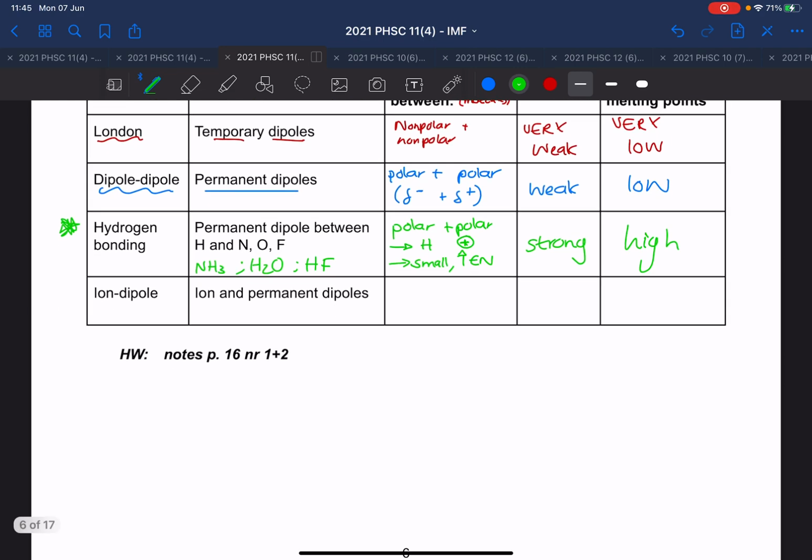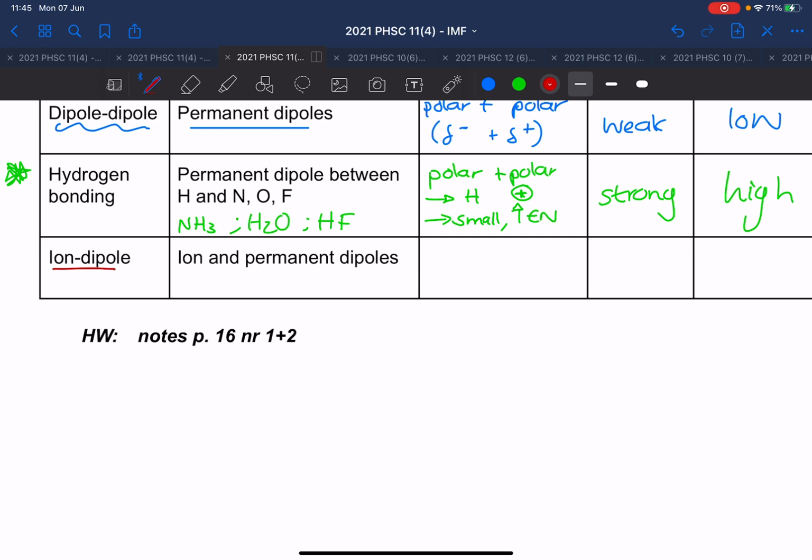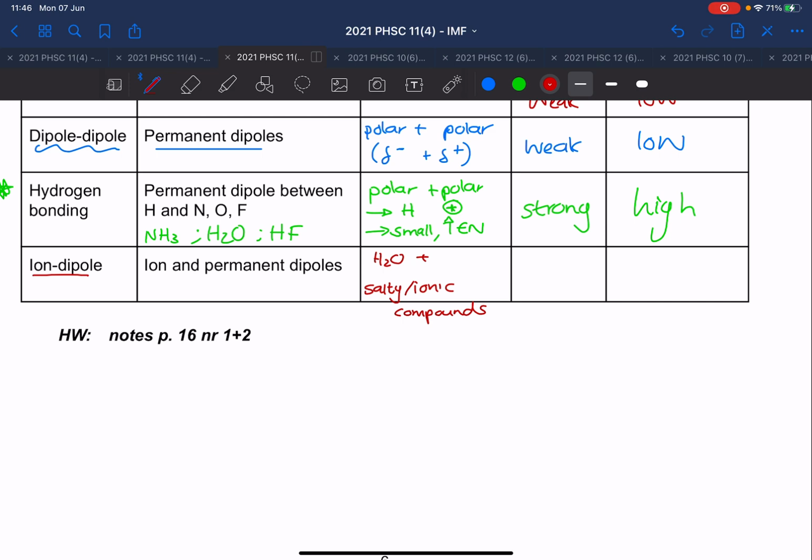Then the strongest force that we looked at is the ion-dipole force, the one that we just looked at now. It's between ions and permanent dipoles, and most of the time it is between water and salts or ionic compounds. So when you see an ionic compound or salt dissolved in water, you will know that's an ion-dipole force. They are very strong forces and they have relatively very high melting and boiling points.